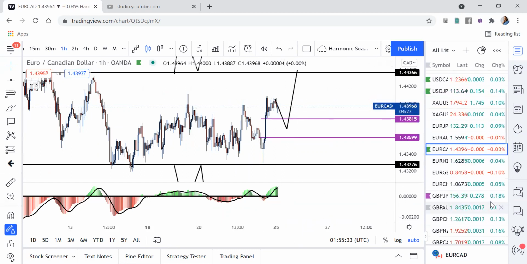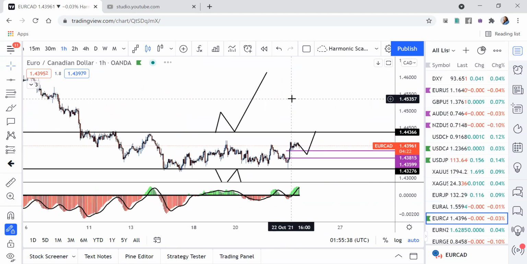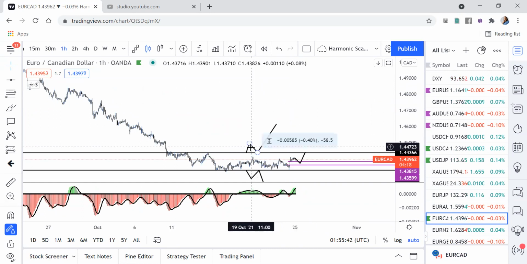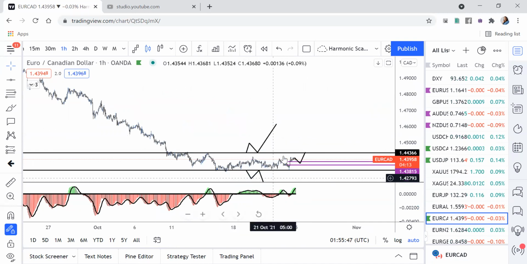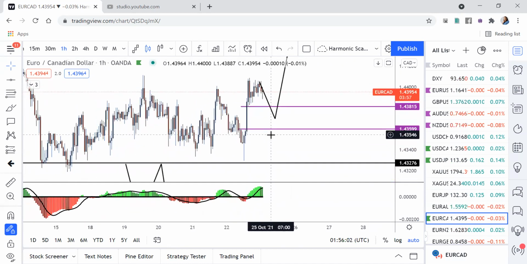EURCAD, I think, is my final setup that I like for the week. EURCAD still consolidating, right? Still consolidating. So my analysis overall is still this, waiting for that consolidation to break to the upside or the downside, and then look to plan your trade. However, right? We have a really nice imbalance candle here.